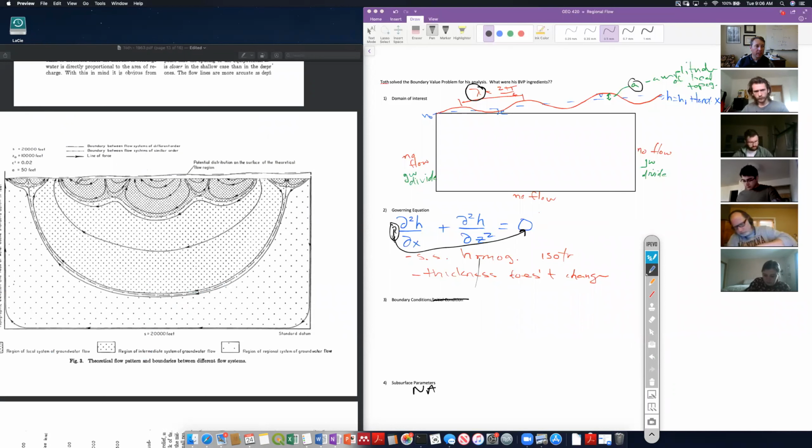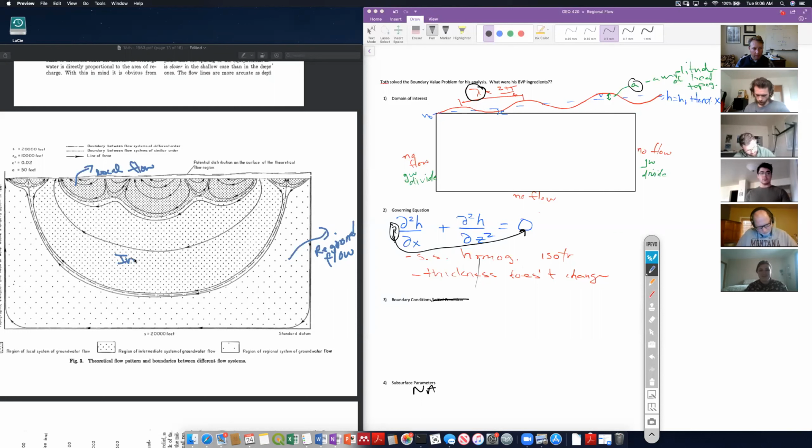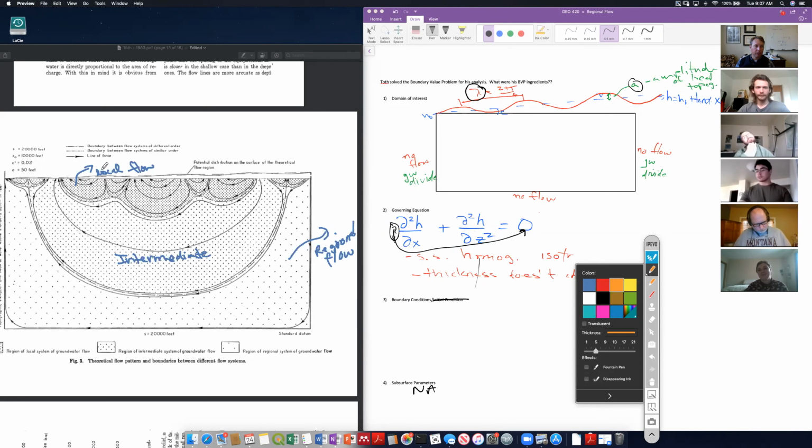So we have these shallow local flow. And then we've got this deeper regional flow. And in between, we've got this mysterious intermediate flow. And no one ever really knows what to do about intermediate, how we define it, what it really means. In general, most groundwater hydrologists break it up into two things: the local flow system and the regional flow system.